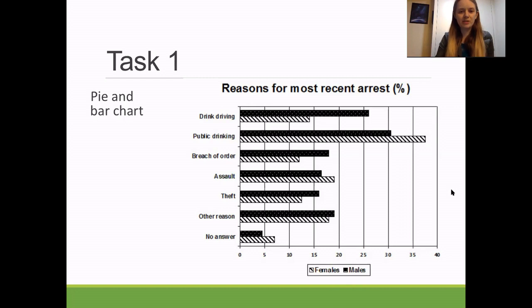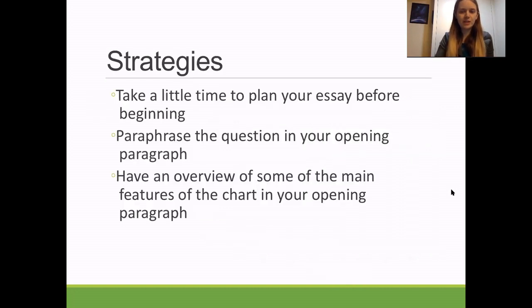So you'll be using both of those charts to give your answer. Some strategies for this section of the test are to take a little time to plan your essay before beginning. So don't just start immediately. You need to look at the charts and really understand them, and then plan what you're going to say. Just take a minute to write out a brief overview of what you want to cover in each paragraph, or what the main points are that you want to focus on.